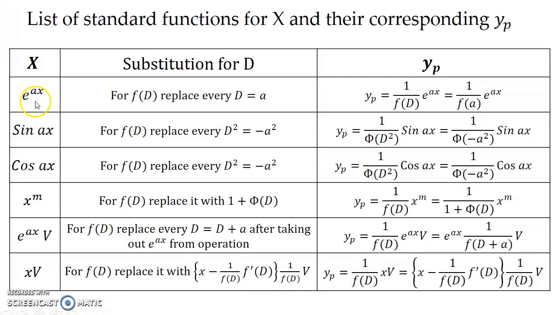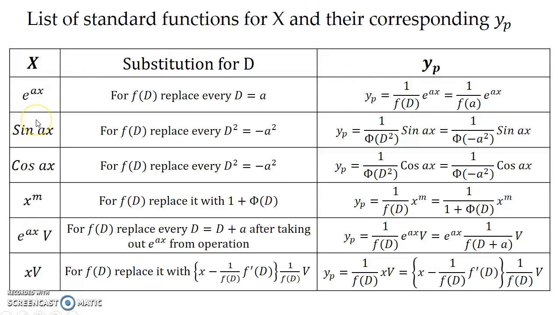So let us start with the first function, that is e raised to ax. Whenever your capital X is e raised to ax, we replace every D in F(D) by a, and therefore what we get is YP equal to 1 upon F(D) operating on e raised to ax, equal to 1 upon F(a) operating on e raised to ax. Since a is a constant, whenever you substitute a in F, you are going to get some number, and that is going to be your final answer. But this is valid only when it is not a special case, and what the special case is, we will see in the successive lectures, which will individually deal with each of the standard functions.